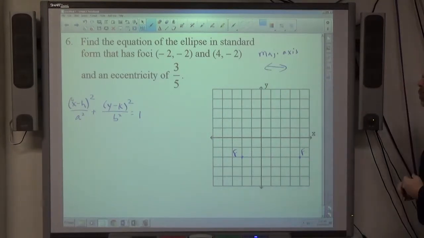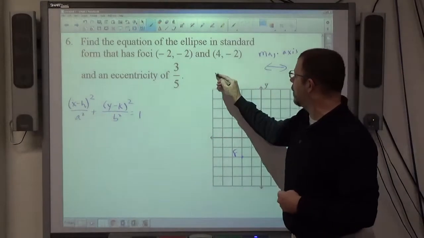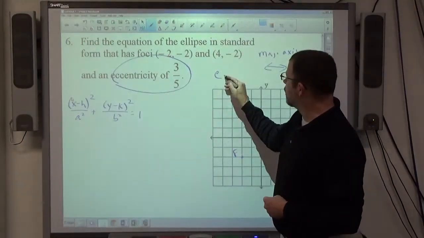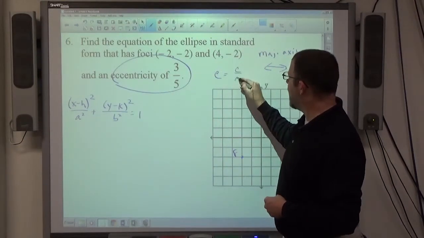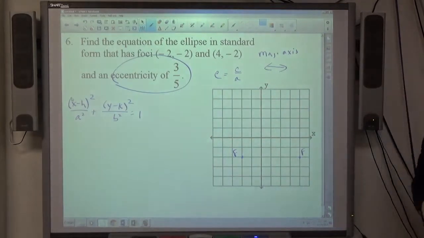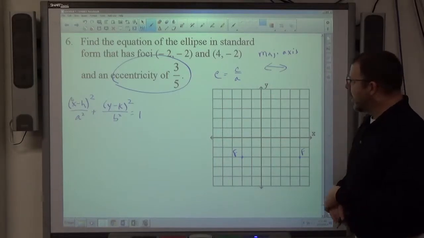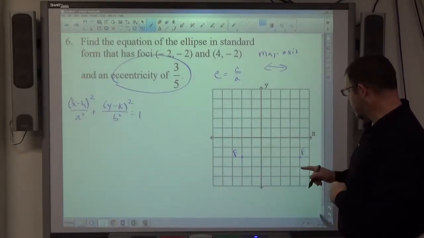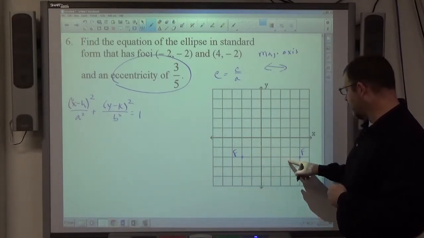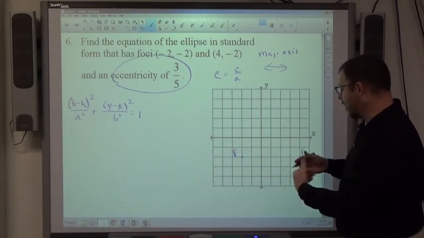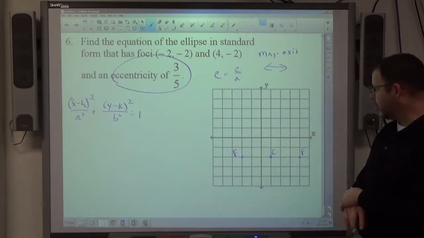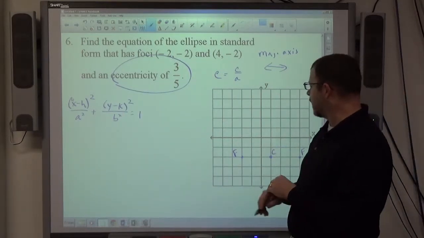If the major axis is horizontal, that means the eccentricity equation, which is important here because they tell me about eccentricity, is going to be c over a, because it's horizontally positioned. I know for a fact if the focus is here and the focus is here, the center is halfway between those points. 1, 2, 3, 4, 5, 6 spaces across, so half of that's 3. 1, 2, 3 over gives me a center value of, sorry, 1, -2.